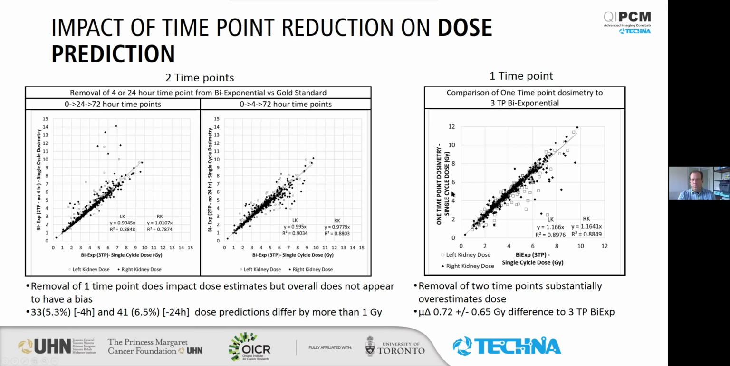Unfortunately, the one-time point dosimetry method did show a significant bias and resulted in significant overestimation of the dose to the kidneys as compared to the gold standard. As we can see, many of the values fell below the curve. Well, some of the values fell below the curve, which were actually closer to accurate, but you can see the actual slope is about 16% high, which was concerning to say the least.